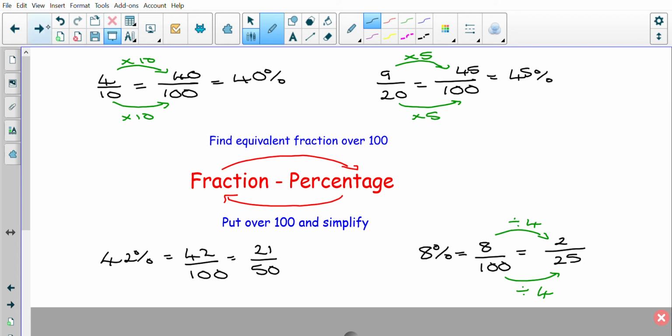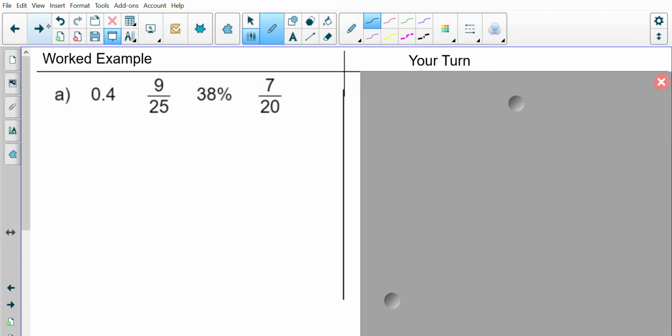Let's have a look at how we can use this to order a combination of fractions, decimals and percentages. And we're going to put these in order from the lowest to the highest, which is the same as ascending order.